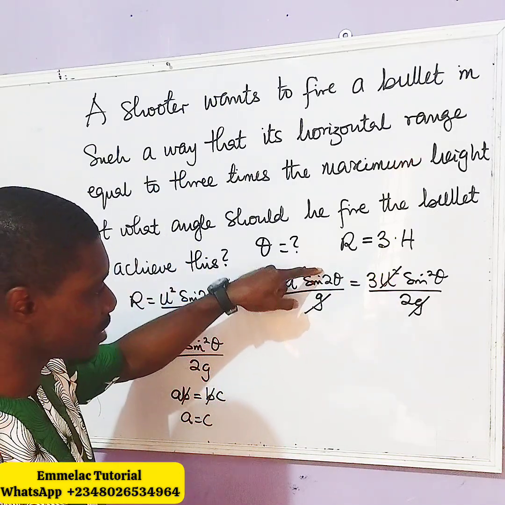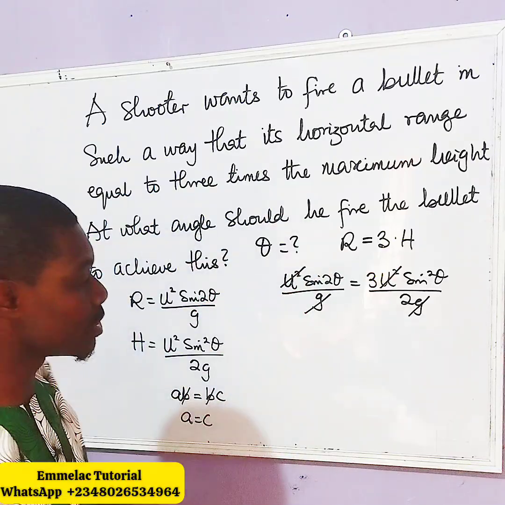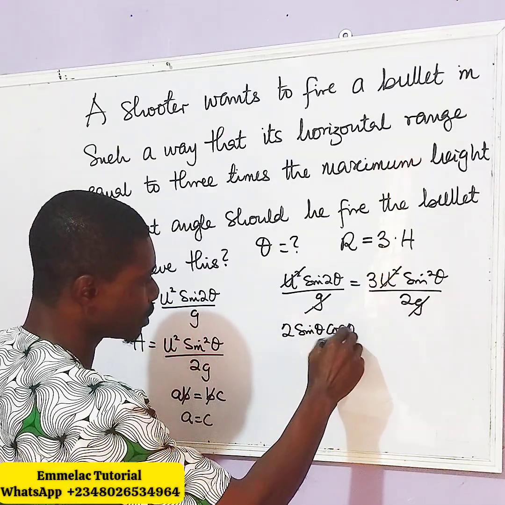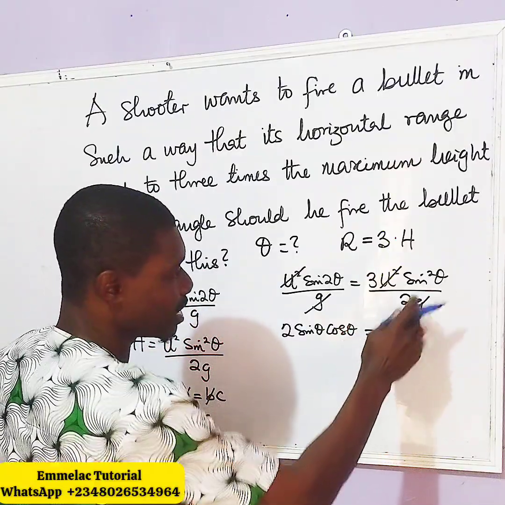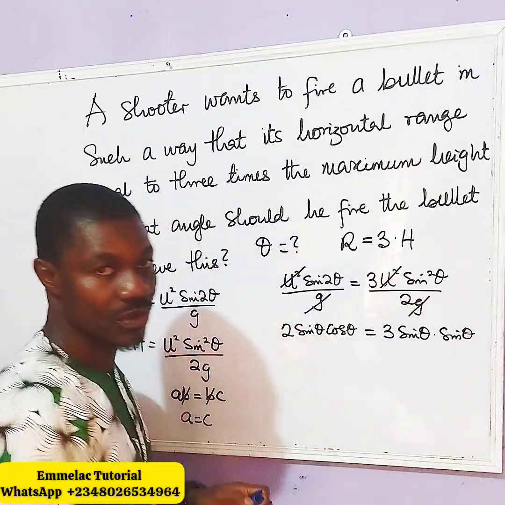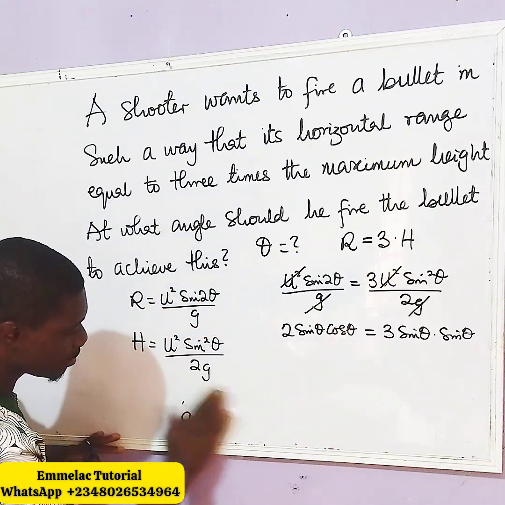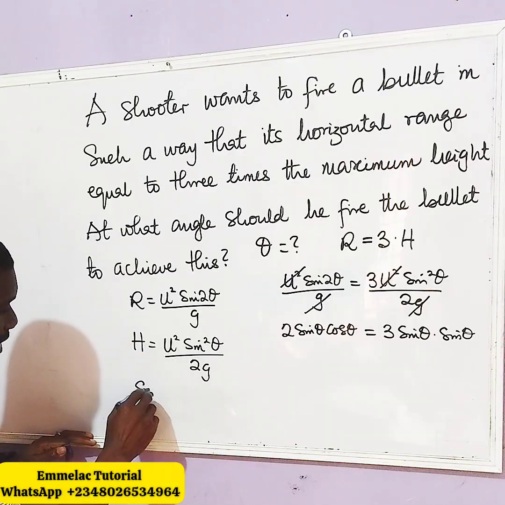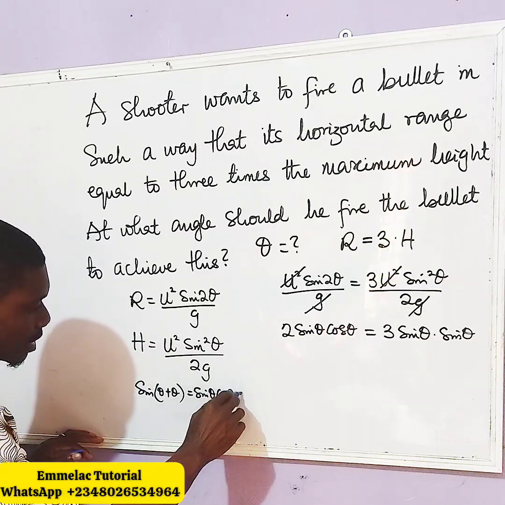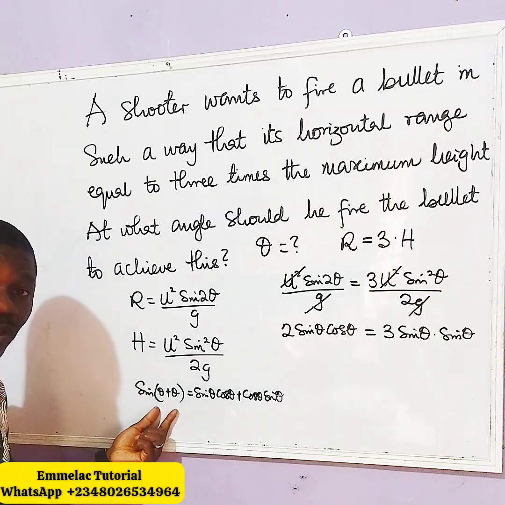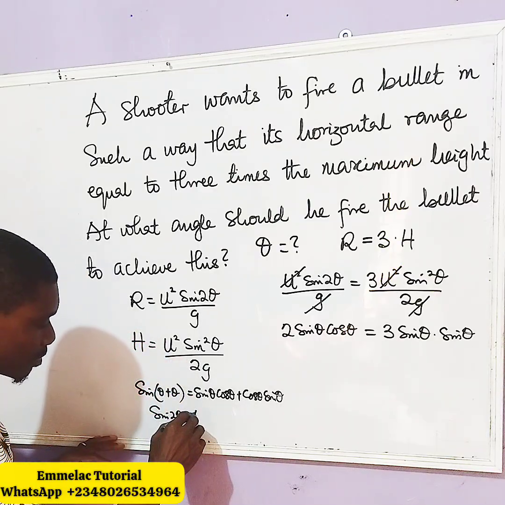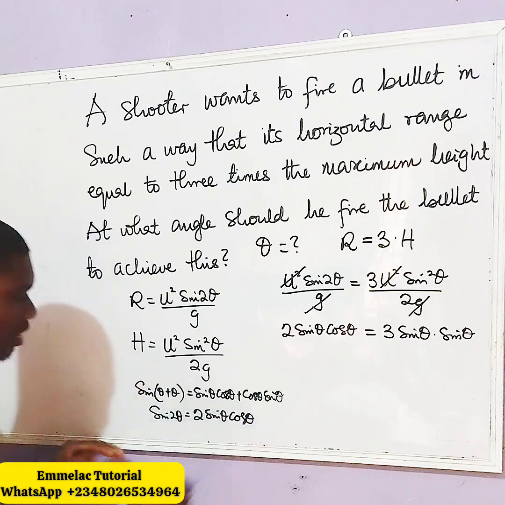Now let us take note that this sine 2 theta can also be expressed according to trigonometry identity as 2 sine theta cos theta, which gives us 3 sine squared theta, and sine squared theta simply means sine theta times sine theta. For those of you that might be wondering how this is, let me give you a hint quickly. This is the same as saying sine of theta plus theta gives us sine theta cos theta plus cos theta sine theta, which gives us sine 2 theta. Since these two terms are the same, it becomes 2 sine theta cos theta. So this is how this is gotten.